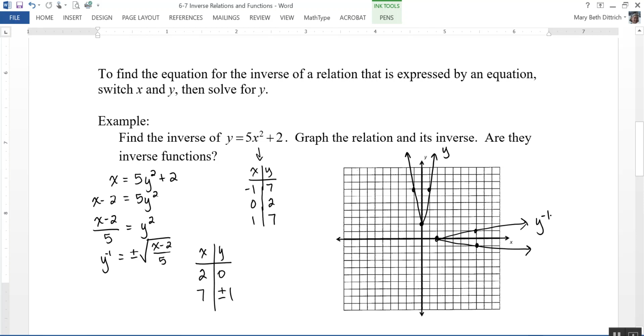Are they inverse functions? Well, y is clearly a function because that's basically a parabola, but the inverse of y is not a function because it fails the vertical line test. So the inverse of y is not a function.